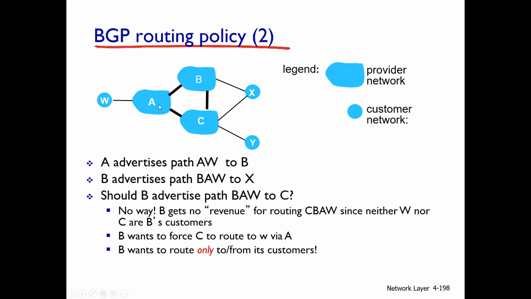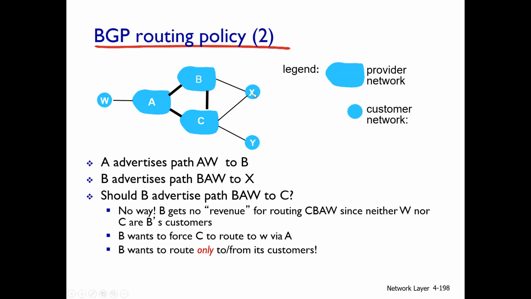Similarly, B will advertise path BAW to X, so that X knows that if it needs to get to customer W, or to destinations within A and B, it should take this path. Because if X uses this path to get to certain destinations, B will get revenue out of this, because when traffic appears on this link over here, B will get revenue for that from customer X, okay?